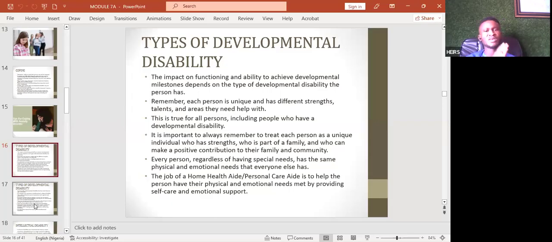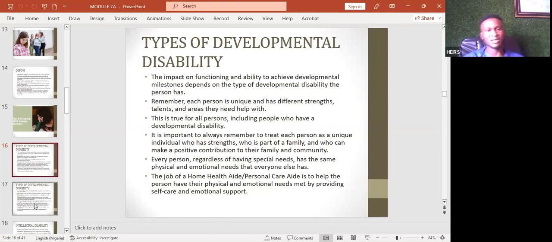So every person, regardless of having special needs, they have the same physical and emotional needs as everyone else. So we should not neglect the fact that they don't look like us, or the fact that they have a particular developmental disability and we feel like they are aliens. No, they are not. They are also humans. They feel what we feel, they see what we see, they experience the same thing we experience.